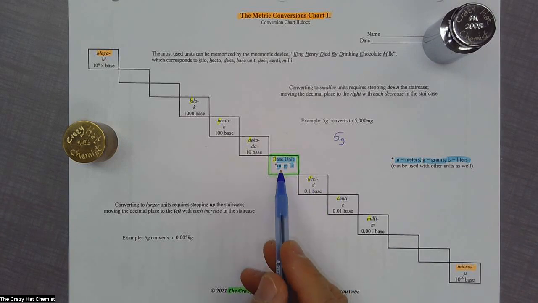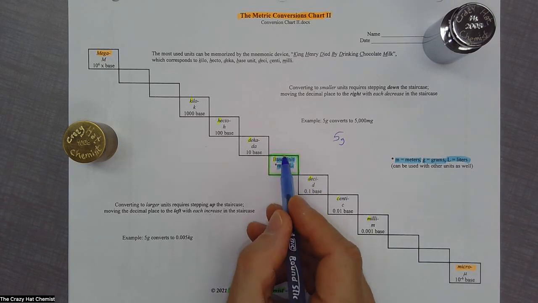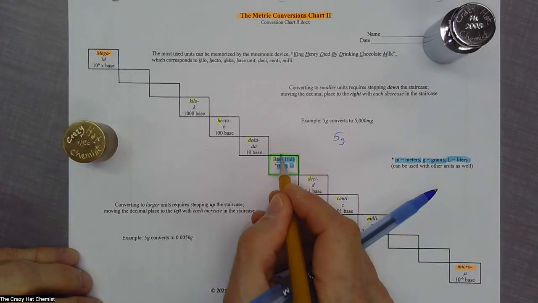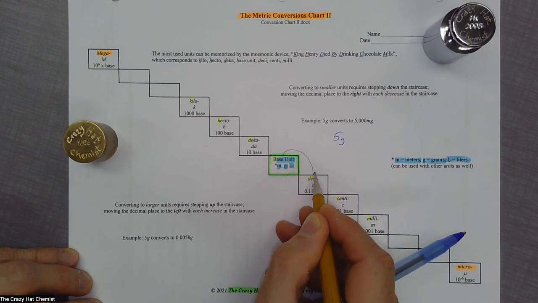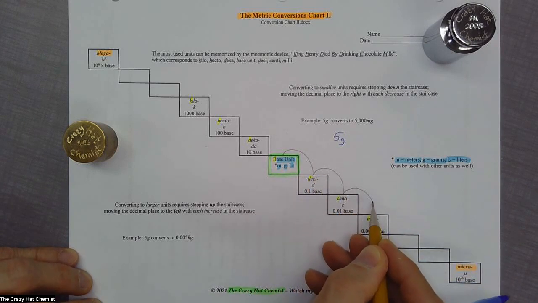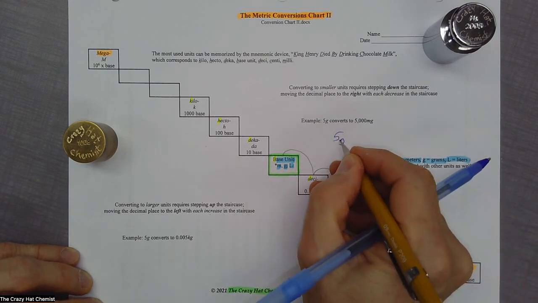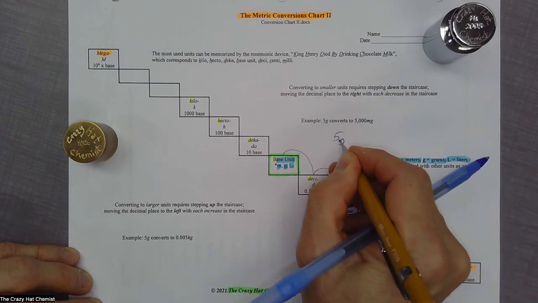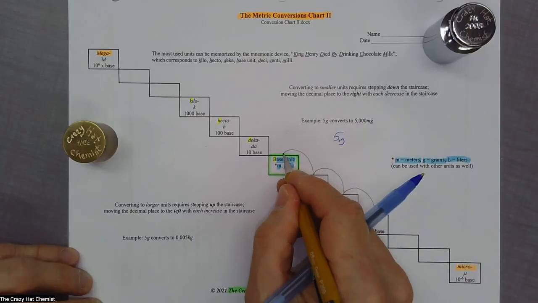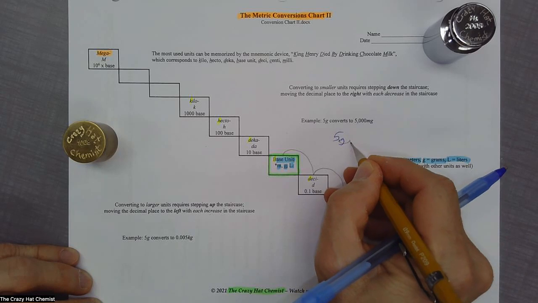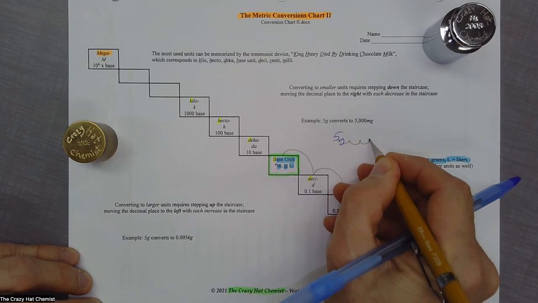So my base unit is grams, so I'm going to take grams right here, and I'm going to go to milligrams. So what we're going to do is step down 1, 2, 3 places. That means we are going to take the decimal of where it's located, which is right here, and step down 3 places. We moved 1, 2, 3 places to the right. This is my new placement of my decimal.